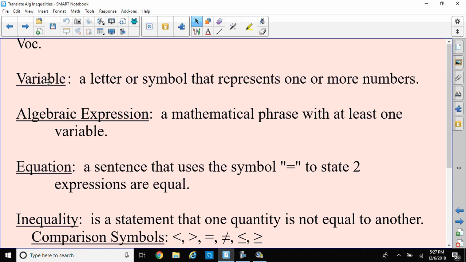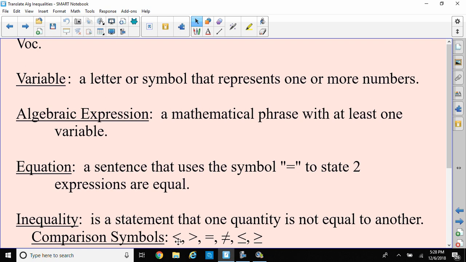Variable is a letter or a symbol that represents one or more numbers. Algebraic expression is a mathematical phrase with at least one variable. An equation is a sentence that uses the symbol equal to state two expressions are equal. Inequality is a statement that one quantity is not equal to another.